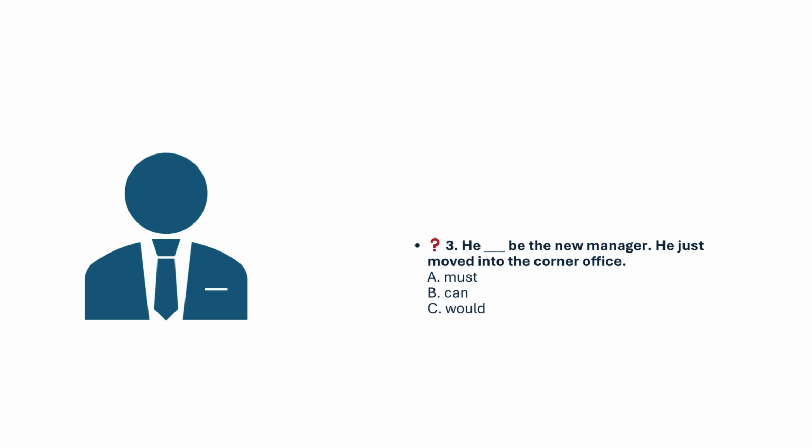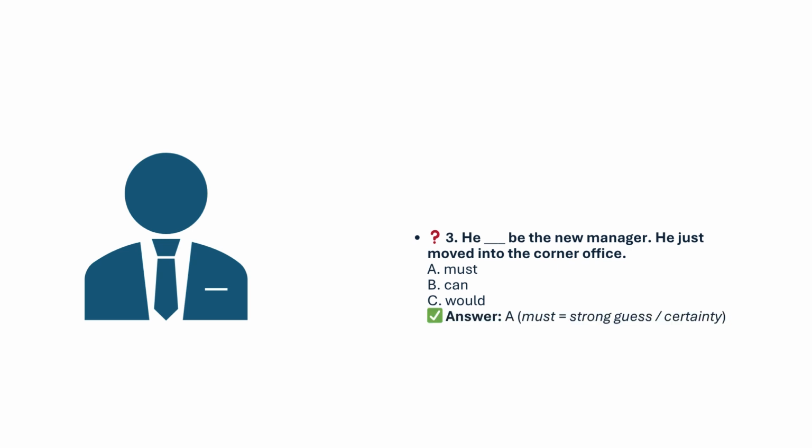And the third question is, he blank be the manager. He just moved into the corner office. Option A is must, option B is can, option C is would. Write down the correct answer in the comments. And the correct option is option A, must, because it is a strong guess and certainty. So he must be the new manager. He just moved into the corner office.